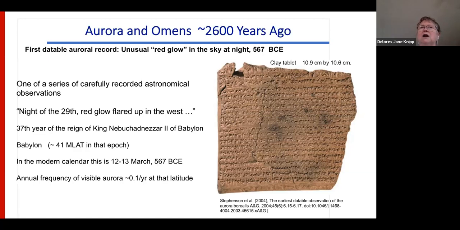There are more geomagnetic storms and auroral storms at the equinoxes. This occurred at a latitude where, to see an aurora, the typical frequency now would be about a tenth of an observation per year, or once per solar cycle. So this is the earliest fully datable observation of an aurora. There is one clay tablet that looks like it hints at something a few decades before this. But to me, this is gorgeous, to see something etched in clay that describes a large geomagnetic storm.